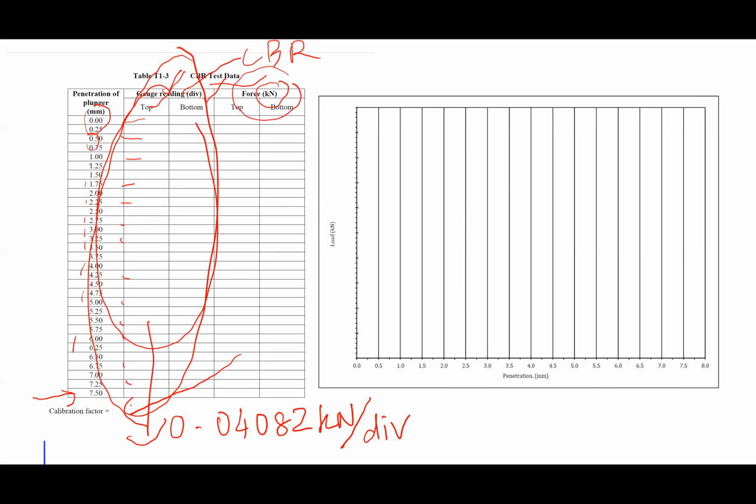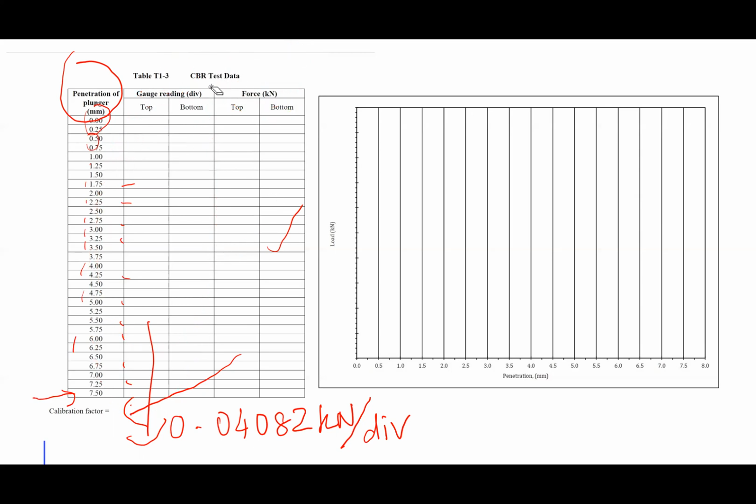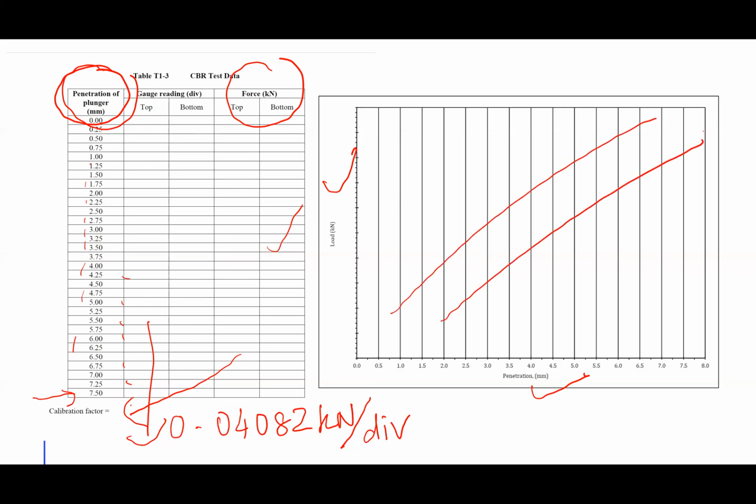Once you have the reading in kilonewton, you have to plot the load against penetration. So we have the load against penetration. There'll be two lines here, one for the top and another one for the bottom. So there'll be two sets of lines.